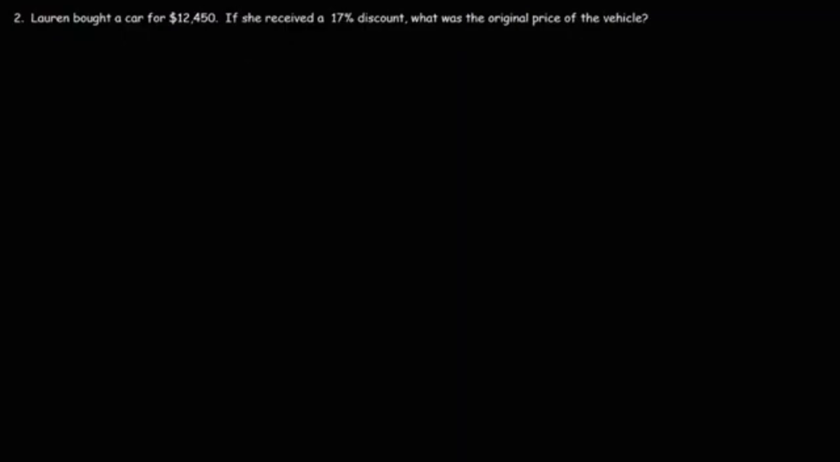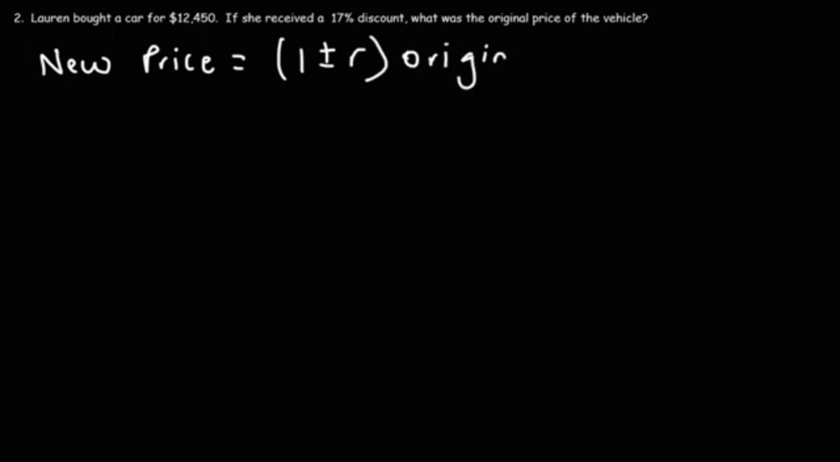Lauren bought a car for $12,450. If she received a 17% discount, what was the original price of the vehicle? Well, let's use the same formula. The new price is equal to 1 plus or minus R times the original price. So the new price after the discount was applied is $12,450.